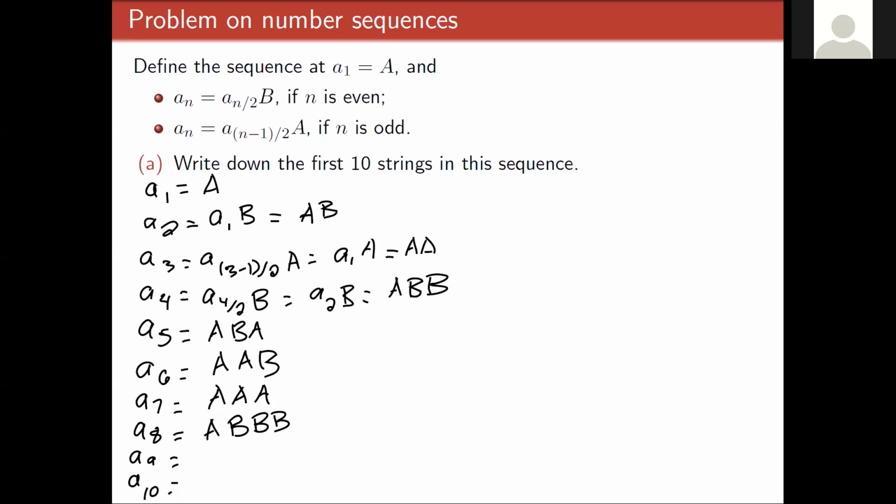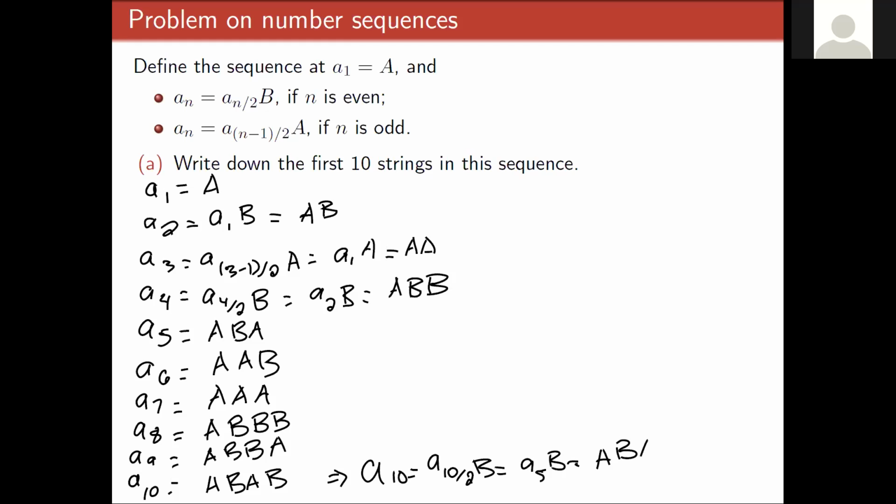I'm not sure about 9 and 10. I thought I saw a pattern, but I don't know if I. Yeah, you're correct with 9, and then 10 would be AB AB. We can just go ahead and work through that one quickly. You just plug in: A10 would be A10 divided by 2, B, so A5B, and A5 was ABA, so this would be AB AB.